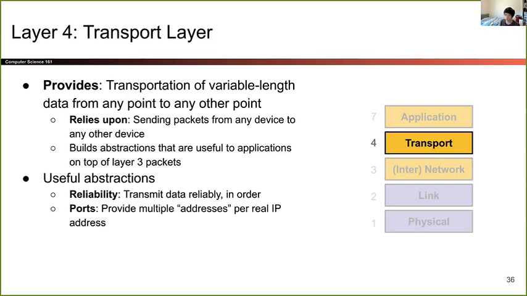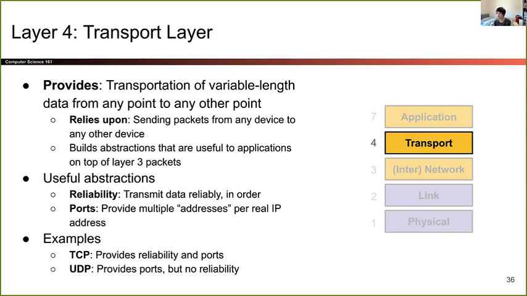I also want something called ports. When we're communicating with a computer, oftentimes that computer is doing multiple things at once. Maybe that computer has a web server, but it also has an SSH server. That computer only has one IP address. So ports are going to let us address multiple services, even on a single IP address. We'll get more into how that works later on as well. The 2 main examples that we talk about are TCP and UDP, both of which will be covered, I think, 2 lectures from now.